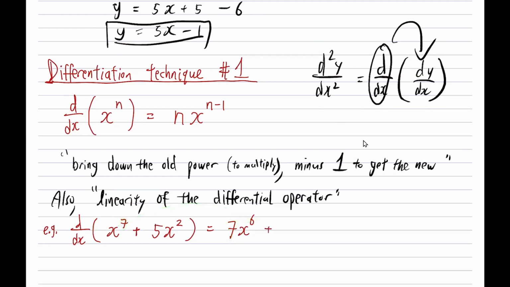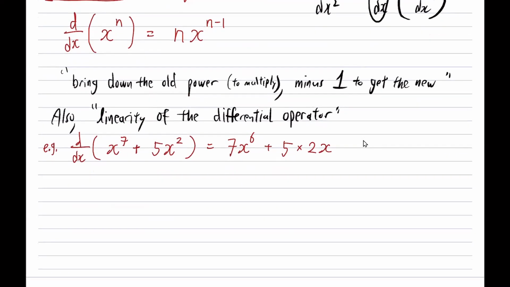Plus 5. Here, please be careful. When there's a coefficient 5, you leave it alone, then you take the derivative of x squared. It becomes 2x. 5 times 2 is 10, so 10x. Can? Linearity. Why do I say linearity? Because you can do it term by term. If I show a bit more steps, what's really going on is the following. We are differentiating x power 7, plus we are differentiating the second term, 5x squared.